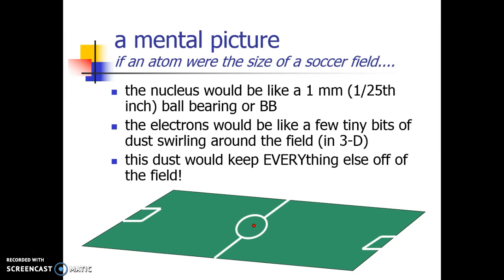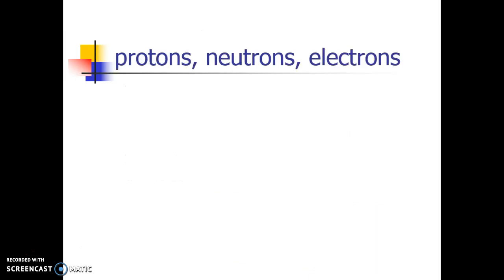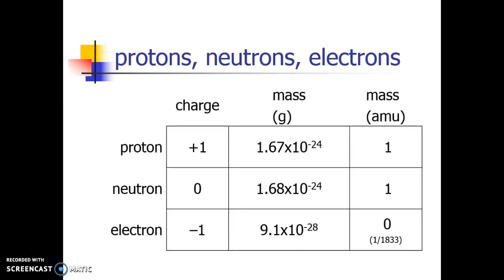a really cool visual. All right, so let's take a look at these protons, neutrons, and electrons. Atoms are comprised of these smaller particles. So what do we know about them? All right, well, hopefully you remember protons are positively charged, neutrons have no charge, and electrons have a -1 charge.